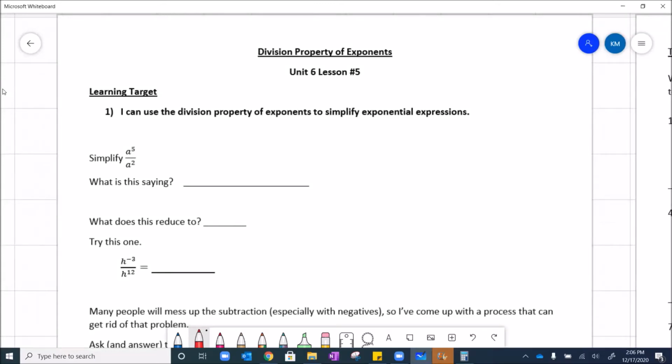Today we're going to look at the division property of exponents. At the end of this video, you should be able to use the division property of exponents to simplify exponential expressions.